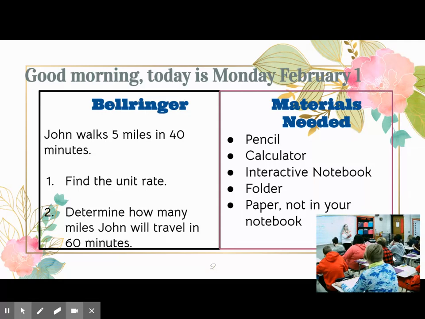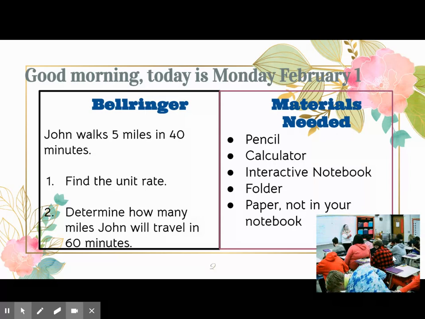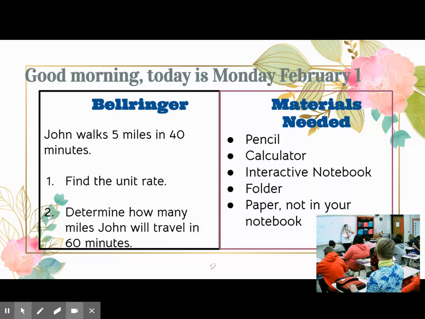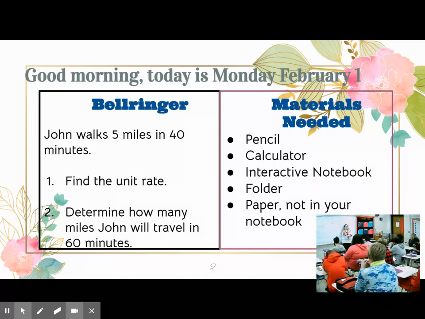When you're finished, you'll turn your paper into me. If you do not finish, it's homework due at the beginning of class tomorrow when the tardy bell rings. All right, what do you do if you don't finish your assignment? It's due by tomorrow morning. Okay, Kason, repeat that for me. Do it at the beginning of class. If you don't finish today.